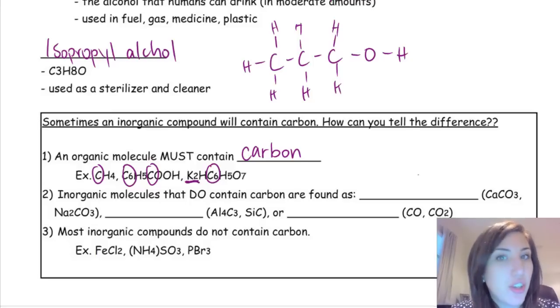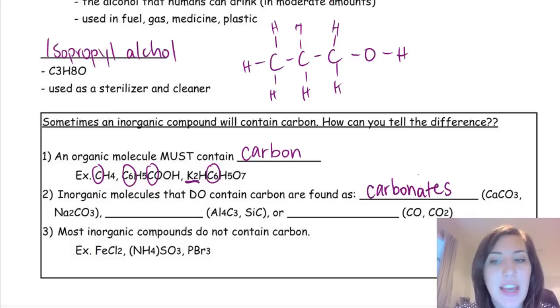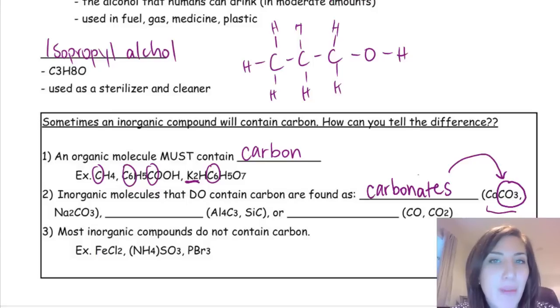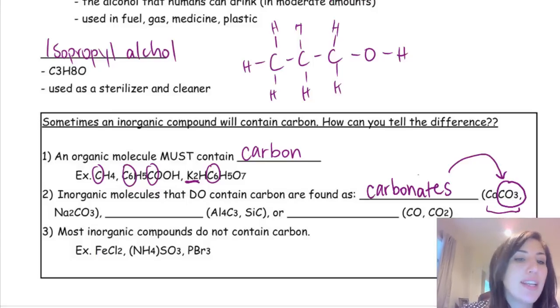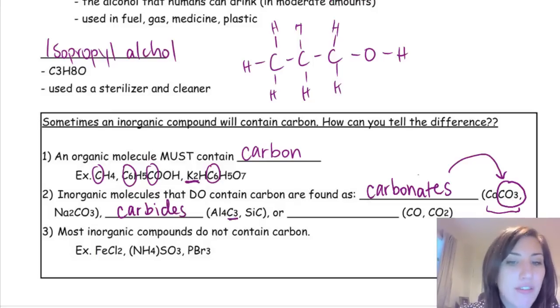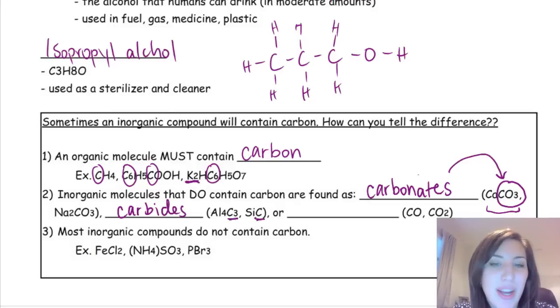Inorganic molecules that do contain carbon are found in 3 ways, as carbonates. So carbonates are not living. We talked about these in class the other day. The CO3 part is what makes this calcium carbonate molecule become a carbonate. The CO3 makes it the carbonate. There's also Na2CO3, sodium carbonate. There's also inorganic molecules called carbides. These are not organic, but they do have carbon in them. You just need to get familiar to recognize what they are. And also notice here, carbonates have CO3, carbides have a C at the end.